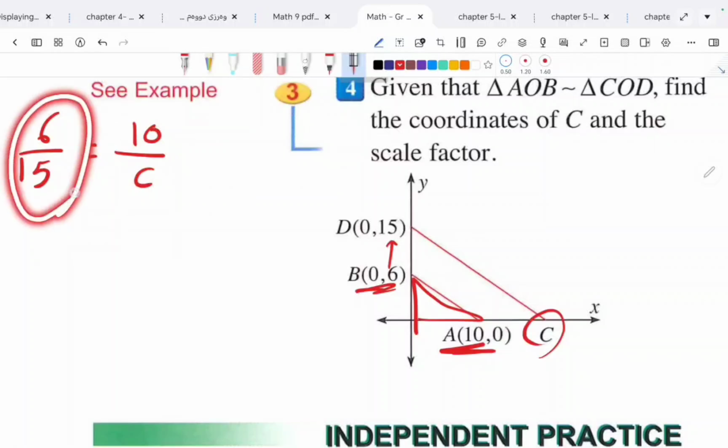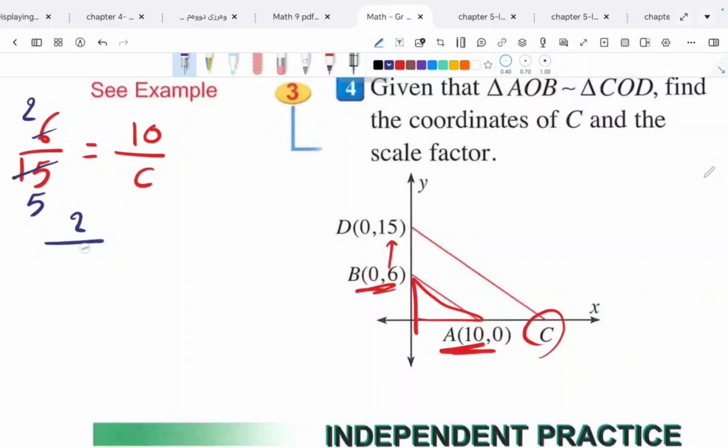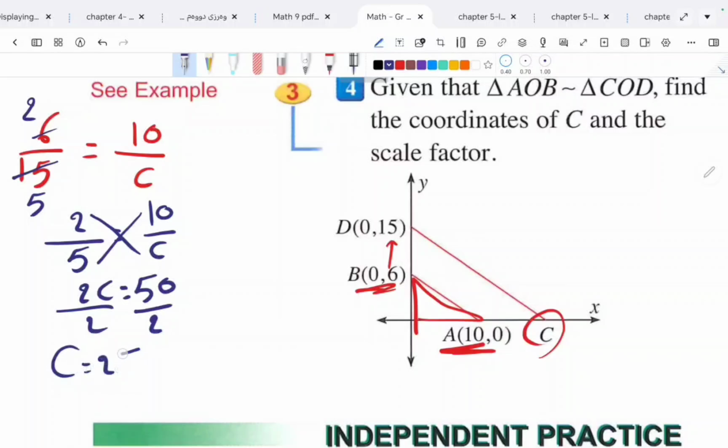But can I simplify between 6 and 15? Yes. Divide by 3, which gives 2, and divide by 3, which gives 5. So the new proportion is 2 out of 5 equals 10 out of C. Use cross product. 2C equals 50. Divide by 2. C equals 25. Is it 25, 0 or 0, 25? As you can see, it's on the x-axis, so it will be 25, 0. Or look at A, next to it. They wrote A as 10, 0. So this one will be 25, 0.